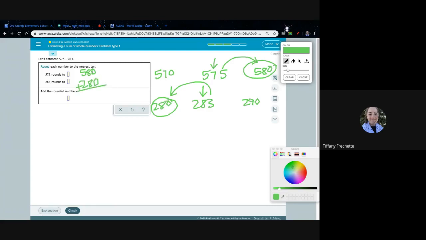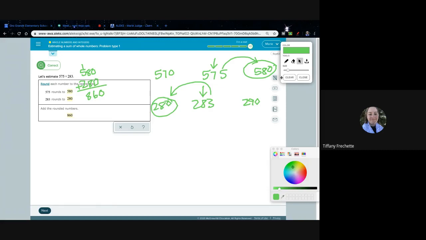And then we add these two together, so we get 0, 16, and then we get 7, 8. All right, so let's go ahead and type these all in. So we get 580, 280, and 860. Check. All right, so we finished another one.